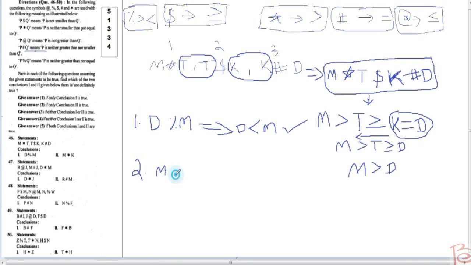It is m, sorry, second conclusion is m star k. So this we can write it as m for star, it's greater than k. Likewise, k is here, m is here. So here what we have done is we have replaced k with d. Here what we are going to do is we are going to write it as it is, t greater than or equal to k.